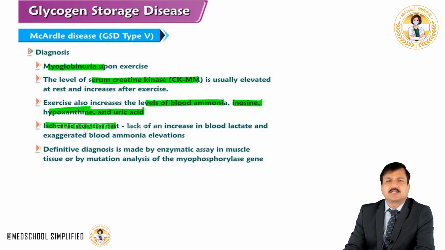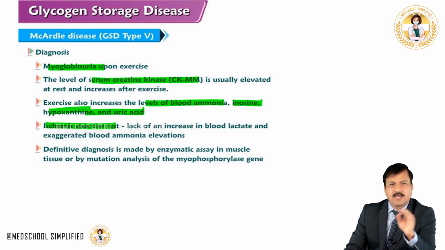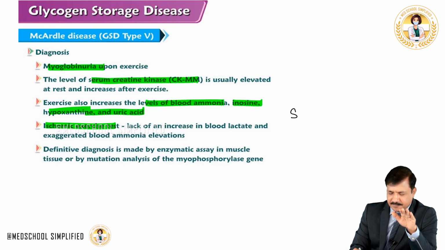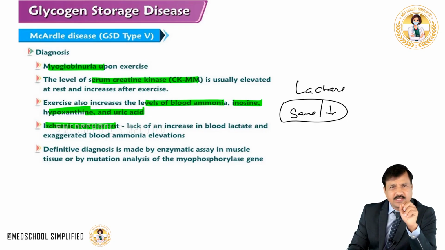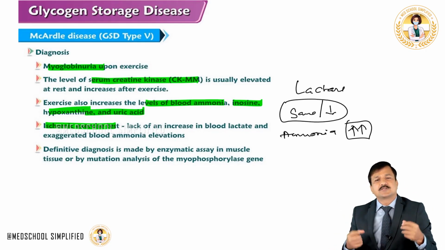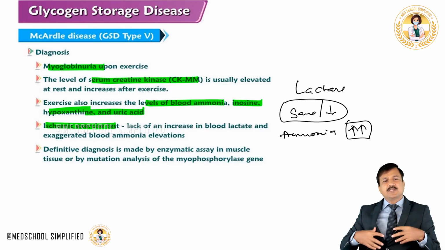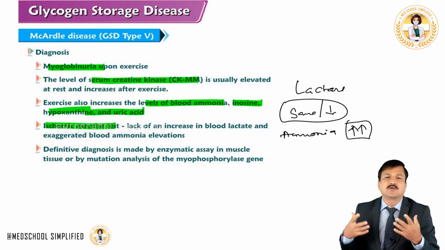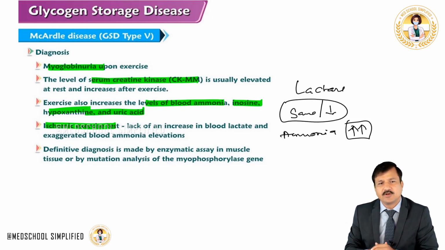So the lactate level will either be the same as that prior to exercise or it will be decreased. Either it will be the same or it will be decreased. That's about lactate. Lactate level post exercise can remain the same or decrease because of the Cori cycle. And the blood ammonia level will significantly increase post exercise. Why? Because skeletal muscles are breaking down, CKMM increased, and all the content including the amino acids and ammonia will come out into the blood. So blood ammonia level will be elevated.